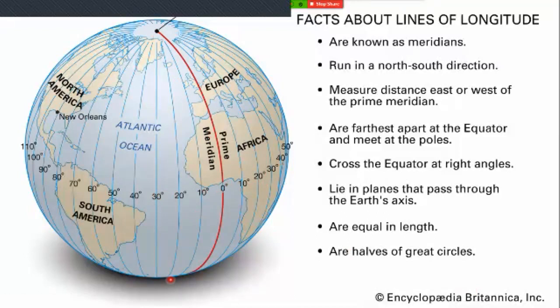Now let us discuss the importance of longitude. So longitude along with latitude helps us to locate a place on the map or globe. Second, longitudes are used to determine the time with reference to the time at the prime meridian, that we will discuss in the further chapter.